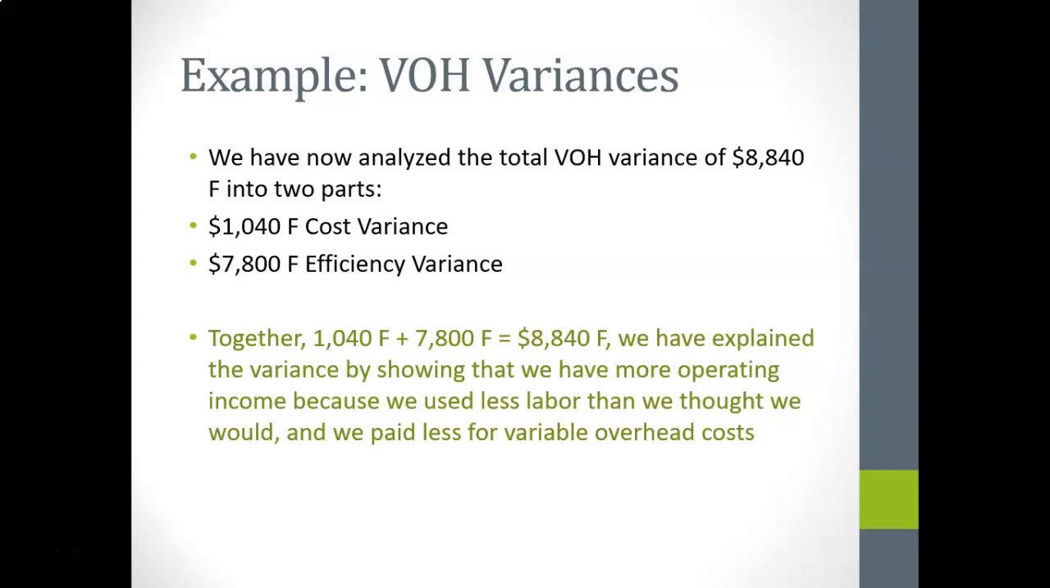Okay, so we have explained the total variance by showing that we have more operating income because we used less labor than we thought we would, and we paid less for variable overhead costs than we originally thought we would.